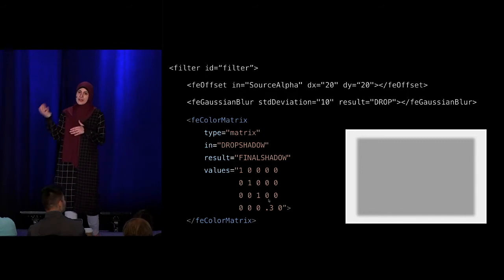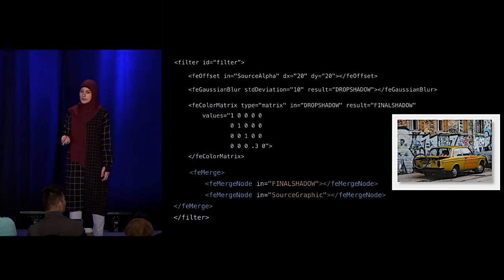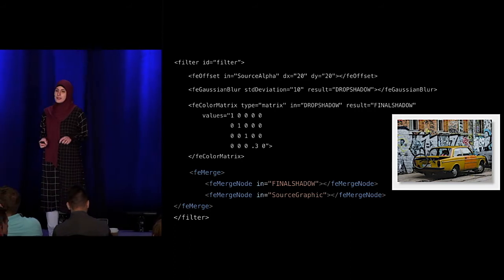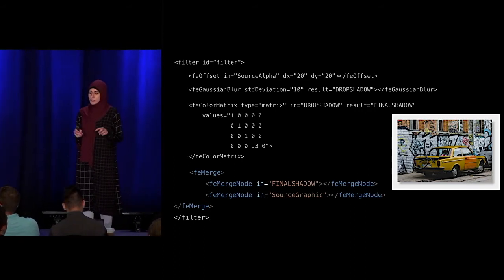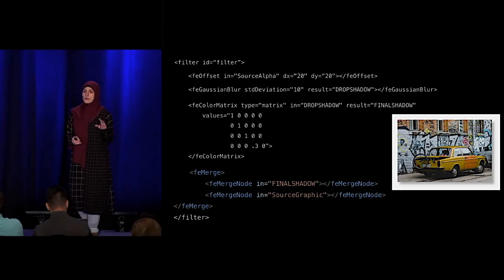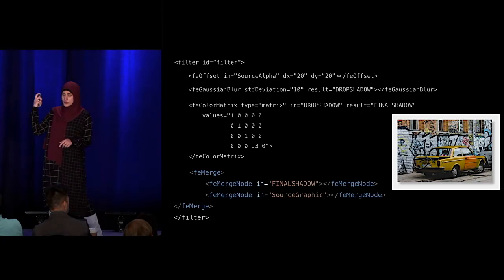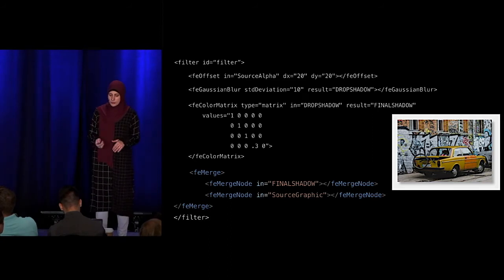Next, I have a shadow now, and I need to make sure that I put my image on top of it, or layer my image on top of it. In order to do that, we use the FE merge filter primitive. As the name suggests, merge is used to merge effects or layers together. Each layer is specified in its own merge node element, and since we want to merge the source graphic, which is my image, and the result of these other operations, each one of them gets a merge node of its own.